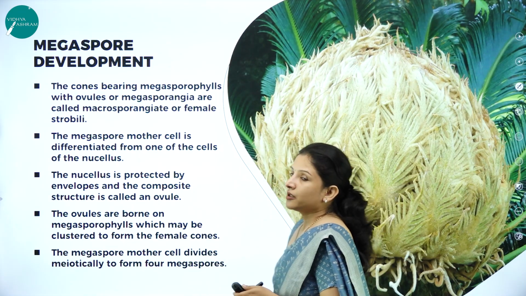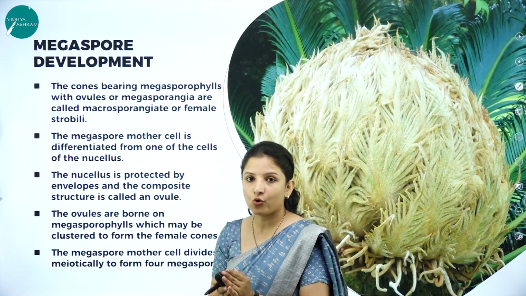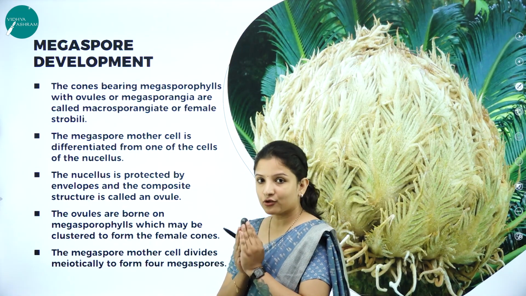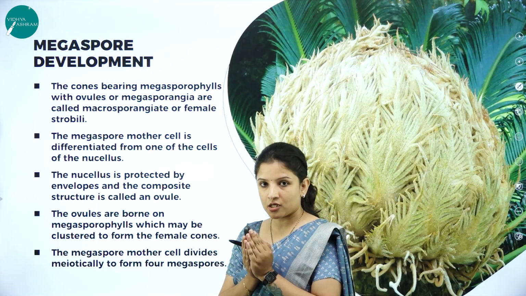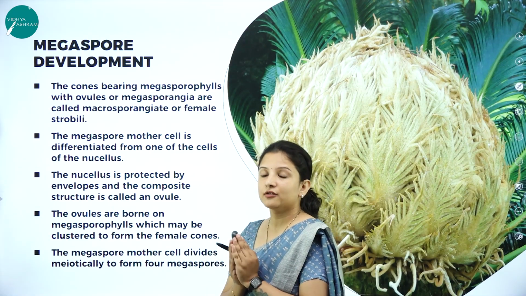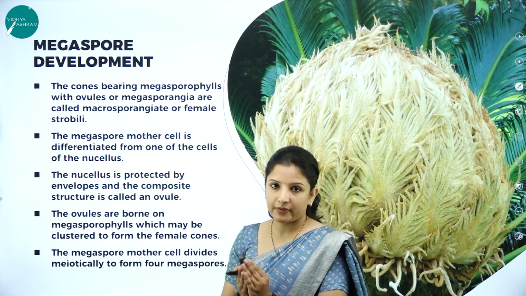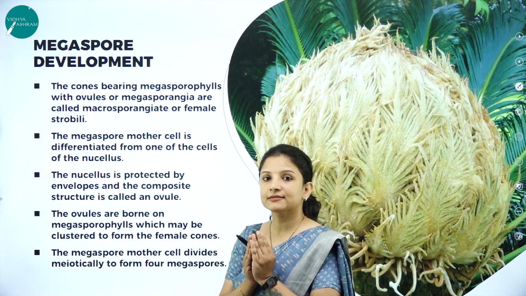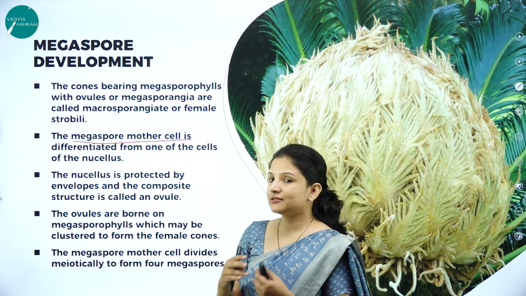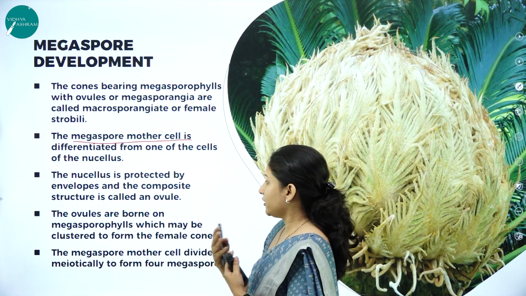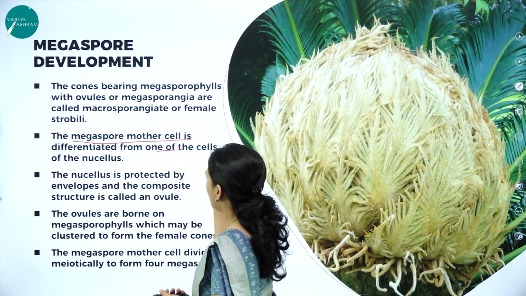So here, the megasporophylls come together and form a compact cone-like structure, and that cone is called the megasporangiate, or the female cone or the female strobili. Now this female cone will contain some megaspore mother cells. These megaspore mother cells undergo meiosis, or they become differentiated from one of the cells of the nucellus.